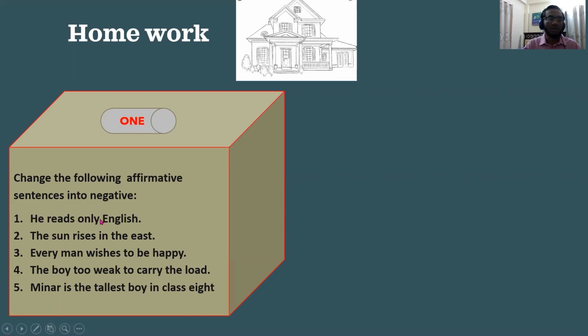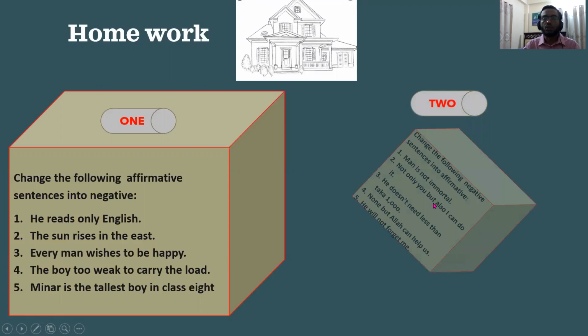Change the following affirmative sentences into negative. Number one, he reads only English. Number two, the sun rises in the east. Number three, everyone wishes to be happy. Number four, the boy is too weak to carry the load. Number five, Mina is the tallest boy in the class. And this is homework number one.